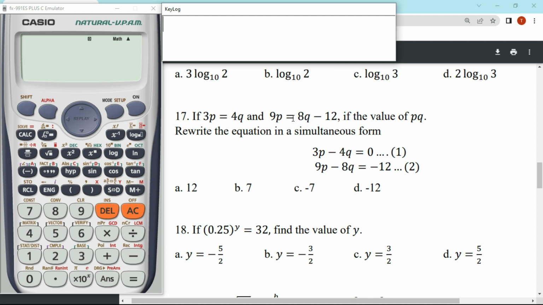So we have minus 8q is equal to minus 12. So equation 2. For us to get the answer easily, we have to make use of the equation function of the calculator to get the answer on point.